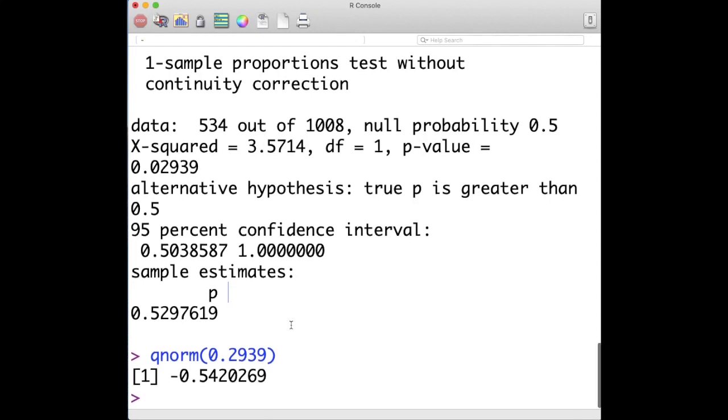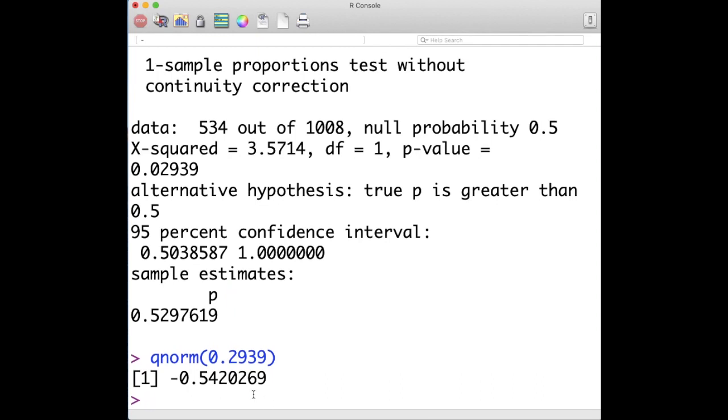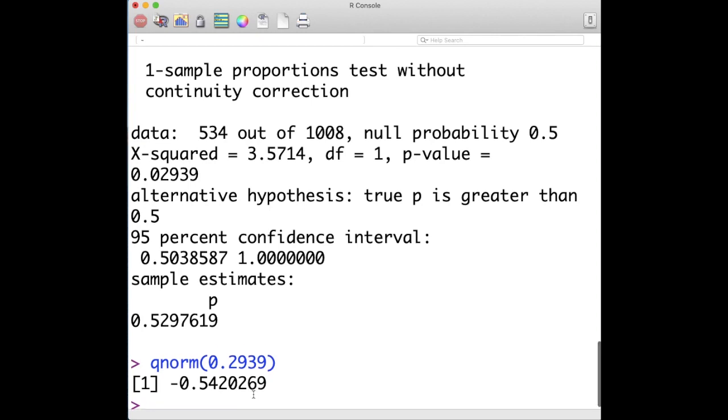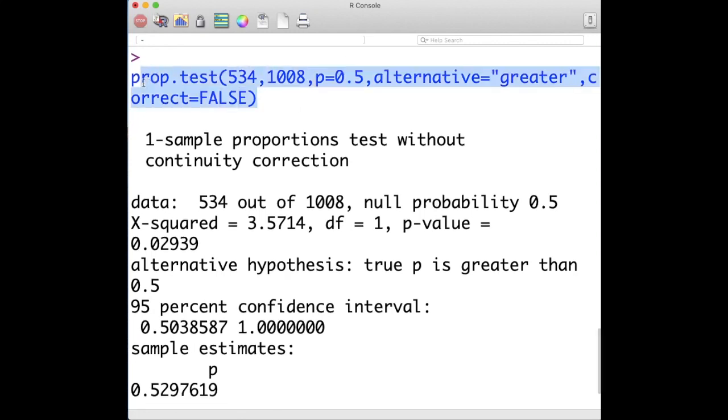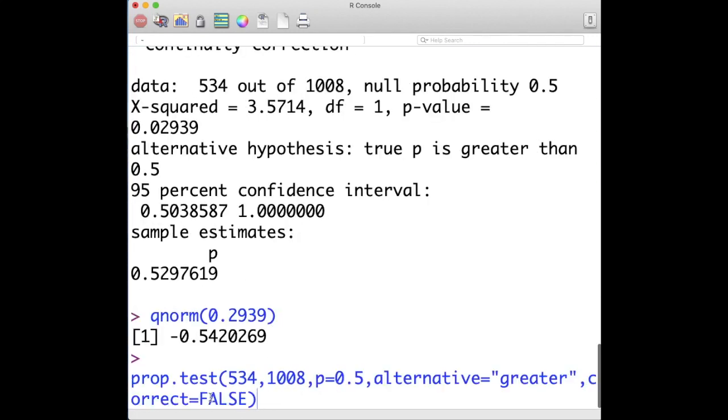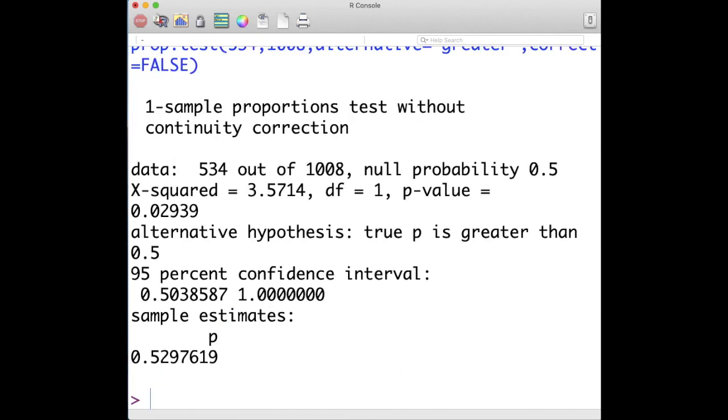Okay, so that's how we'll do number 5. Again, I'm not sure exactly where that test statistic went, but we'll have to look at that. Actually, one thing I want to try just very quickly, trying something on video is dangerous here, but let's try this. So we have 534, 1008. Our alternative is greater. And there we go. That's the same story here. So this is the one sample proportion test without the continuity correction. We get our p-value is the same.